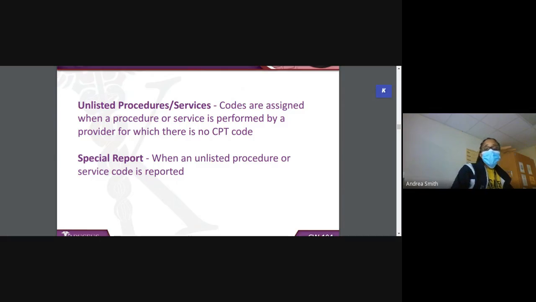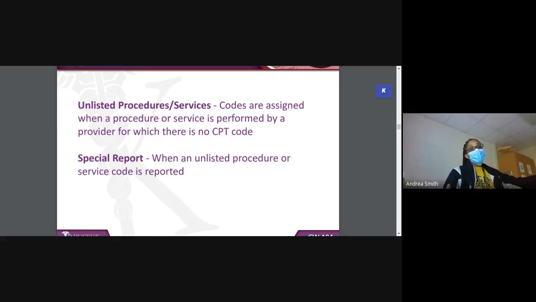A special report is used when an unlisted procedure or code is reported. So what you have to do, let's say I use laser. We use cold laser treatment in a chiropractic clinic. And what it does is that it helps to heal the mitochondria of the cell, which is a powerhouse, gives it all the healing properties, the energy, and it makes you heal faster. Well, the FDA has still not approved cold laser therapy.